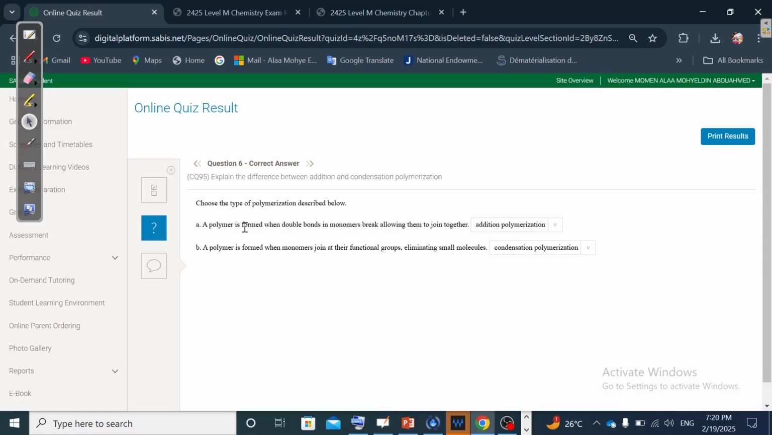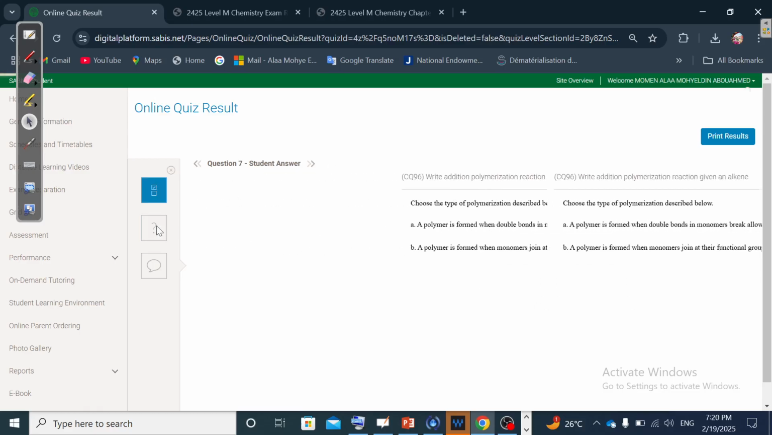A polymer is formed when double bonds in the monomers break, allowing them to join together. This is called addition polymerization. A polymer is formed when monomers join at their functional group, eliminating small molecules. This is condensation polymerization. So just memorize these statements, and we're going to apply addition polymerization in the following question, I believe.